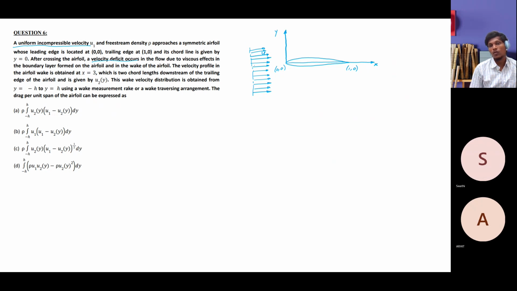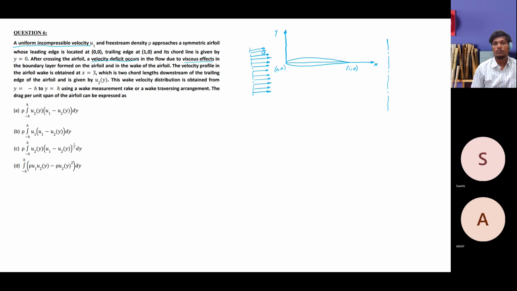Like if you take any line after crossing this aerofoil, like somewhere here, this profile, whatever the horizontal lines and the vector arrows I mentioned, this profile will get changed because of this velocity deficit, and that is happening because of the viscous effects in the boundary layer formed on the aerofoil, and in the wake of the aerofoil, this happens. So this velocity profile in the aerofoil wake is obtained at x equals 3.